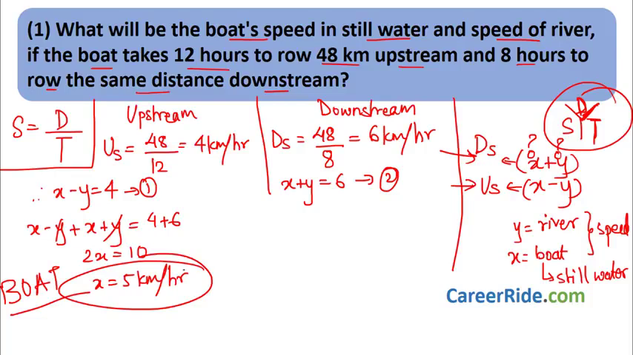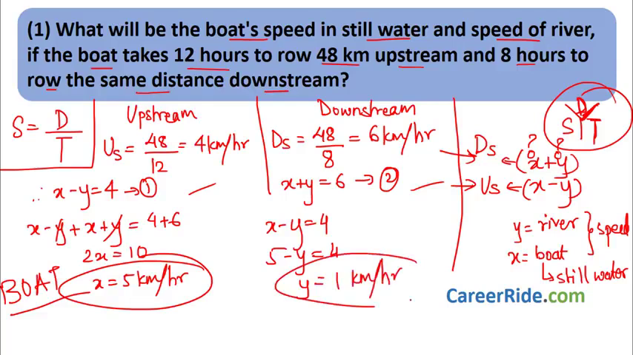Now let us find out y. Put the value of x in any equation, this or this. Let us put in equation number 1. What do we get? x minus y equal to 4. 5 minus y equal to 4. y equal to 5 minus 4, 1 kilometer per hour. This is the speed of river. See how easily using dst and just x plus y and x minus y we were able to find the answer. Going to question number 2.